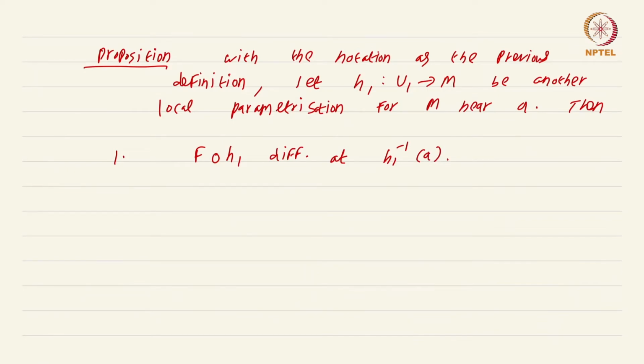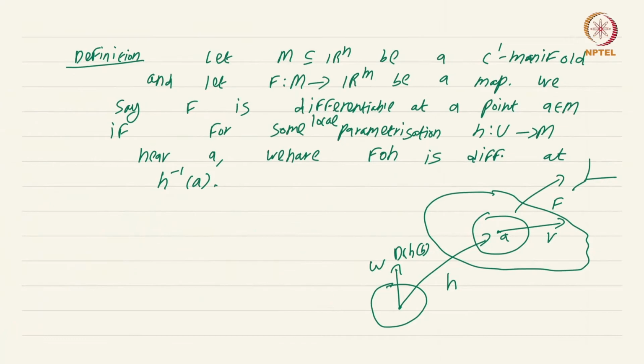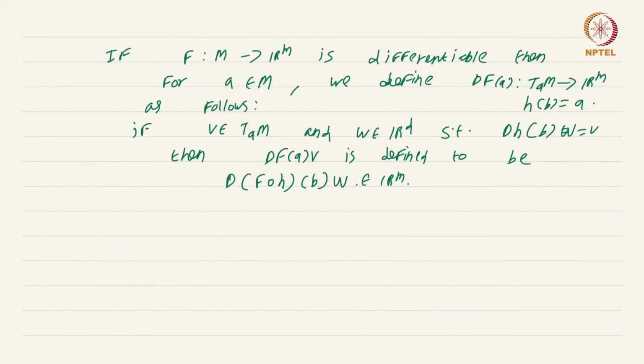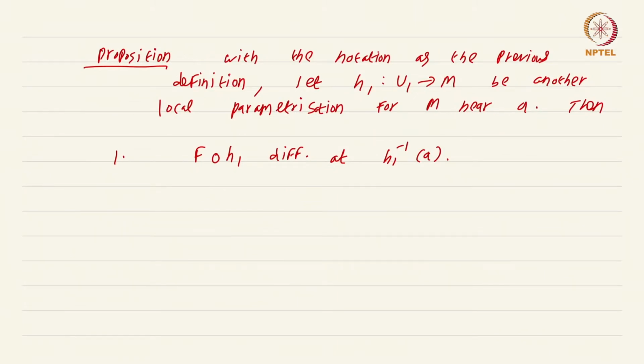So in the definition of differentiability, all it says is that for some local parameterization, F∘H is differentiable at H inverse A. It's not clear that if I had chosen a different parameterization, F∘h1 at h1 inverse A, it's going to be differentiable. That needs to be asserted. So we want the definition of differentiability to depend only on the manifold and not on a particular choice of parameterization. And in fact, our definition is indeed independent of the parameterization. If it's differentiable under one parameterization, it's differentiable under any.